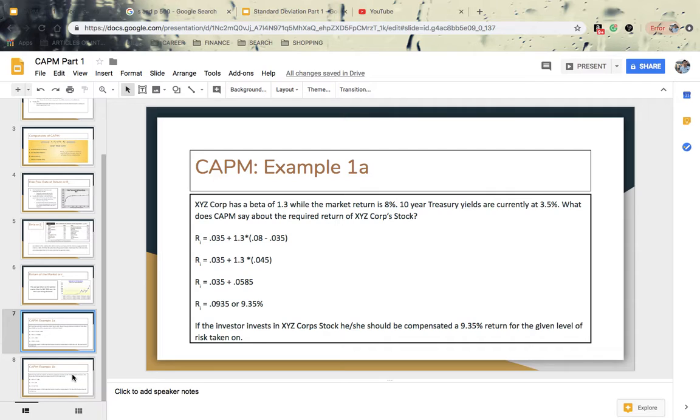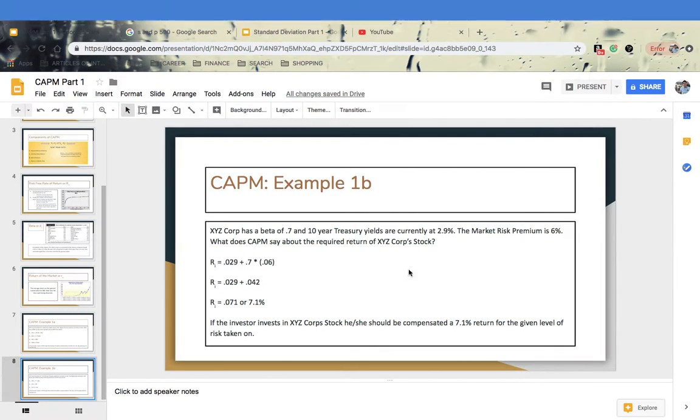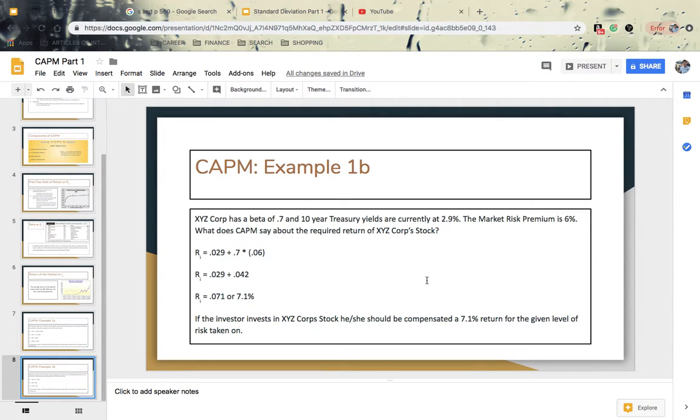So another example that's rather similar, I wanted to talk about before I end this video. XYZ Corp, we're still going with XYZ Corp, but we're going to switch the numbers a little bit, has a beta of 0.7, so less than 1, and the 10-year Treasury yields are currently at 2.9%. The market risk premium, so it's not giving us the market return this time, is 6%. What does CAPM say about the required return of XYZ Corp stock?